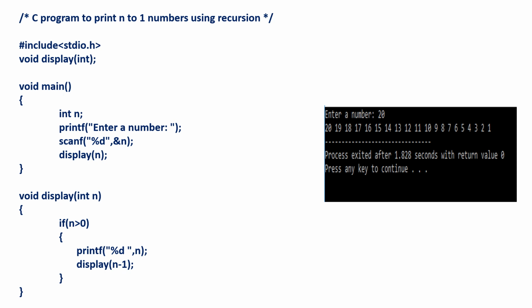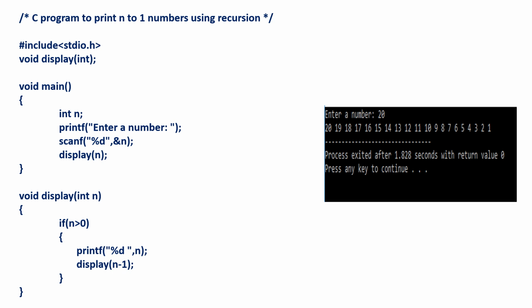In this video, we write a C program to print n to 1 numbers using recursion. That means we want to print numbers from 1 to a given number in the reverse order. Now see this output. Let us say we have given number 20. Then we want to print numbers from 20 to 1.